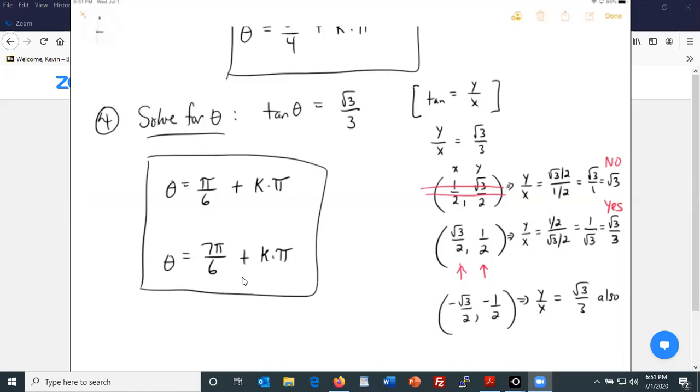So sine and cosine are easy just because the x value is cosine and the y value is sine. You don't have to worry about dividing them when it says sine or cosine. But when it says tangent, you got to divide them. You have to find the one that matches the value in the equation. Okay?